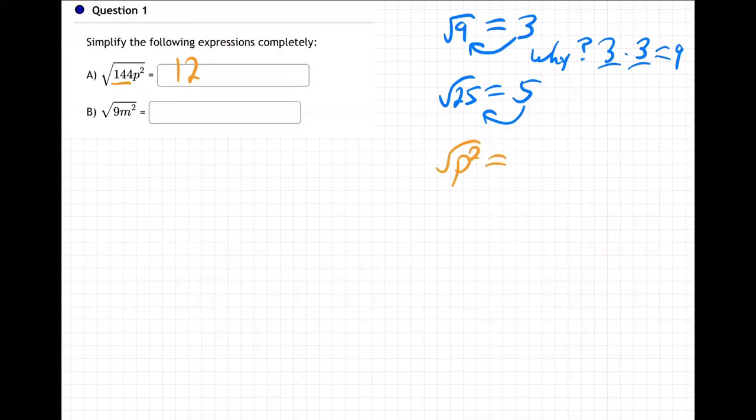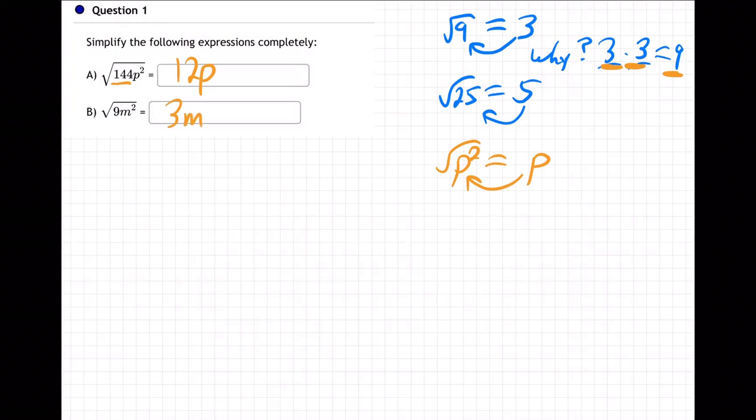Well, remember the rule we just said. A square root asks the question, what times its very self is this thing? So what times its very self is p squared? Well, p. P times itself is p squared. So the answer is 12p. And for the next one, it's 3m.